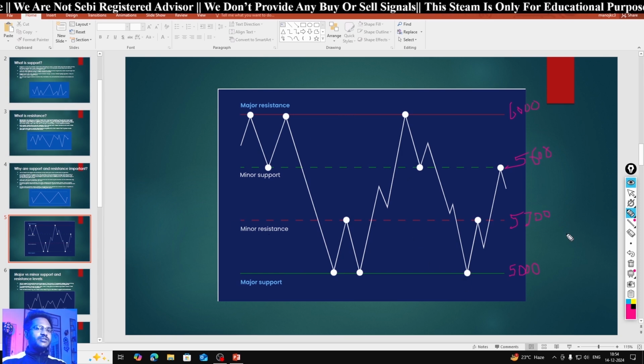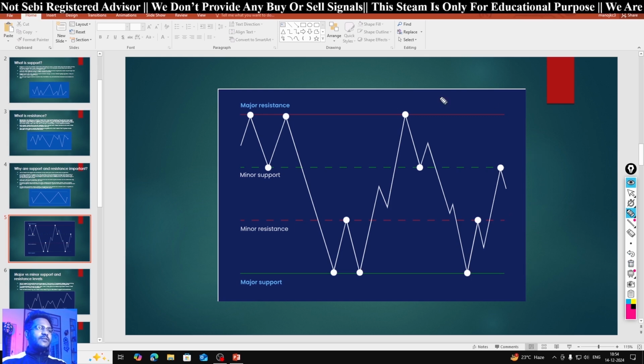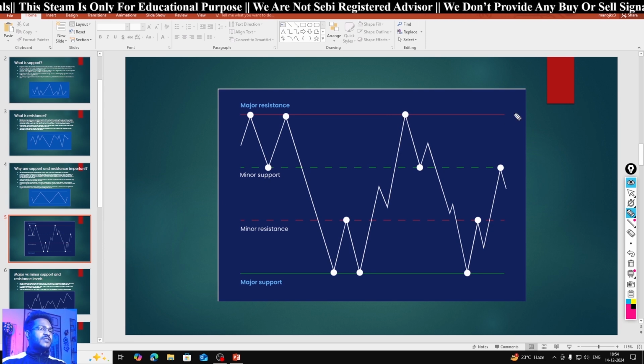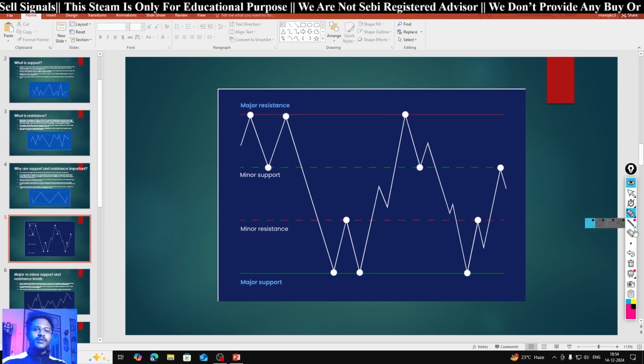This is mainly understood to know where the market can try reversing. And we could see a sharp V-shaped recovery at major support and resistance. And where can you find that major support and resistance? In multiples of 1000 and 500. I hope this is clear.